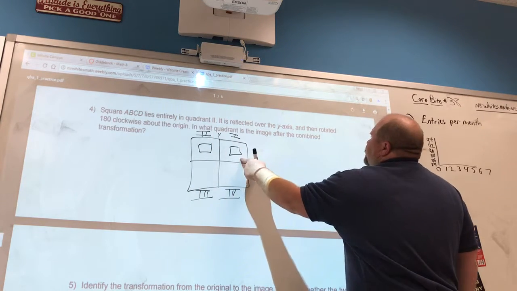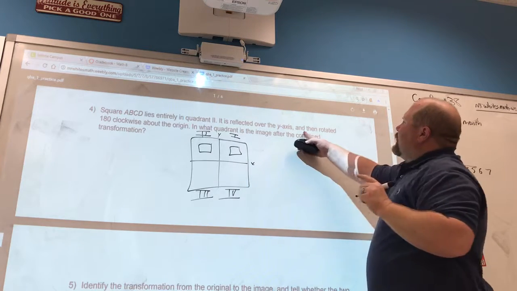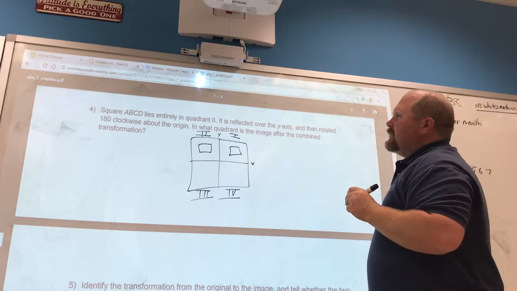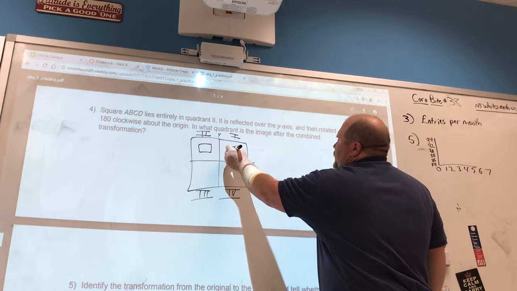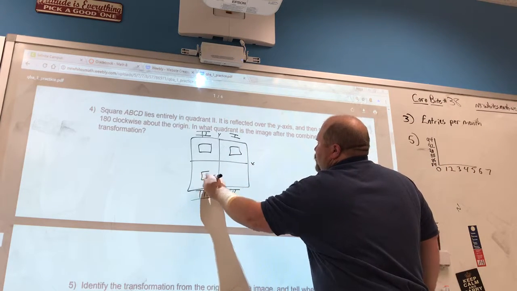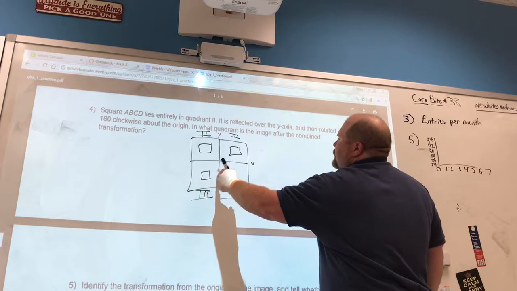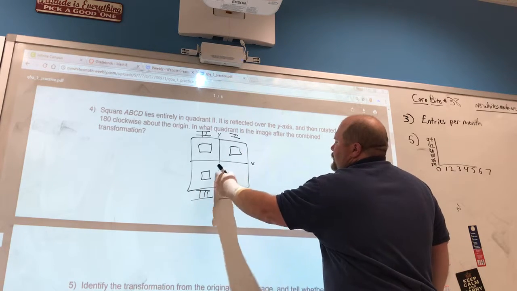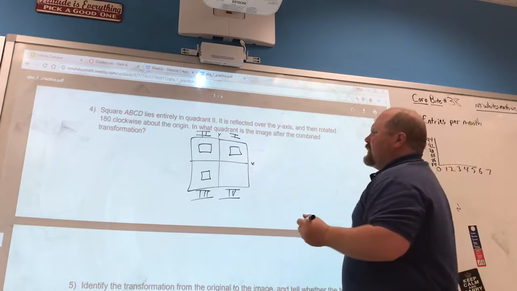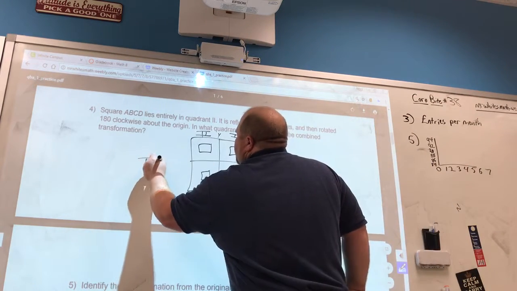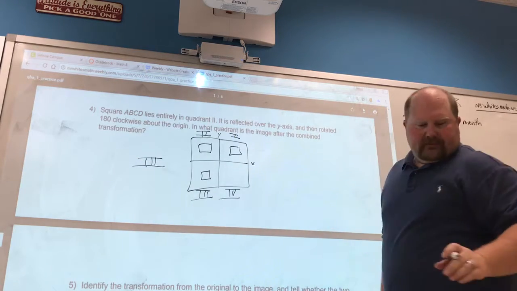So it reflected over. And then, so there's a second part, and then it's rotated 180 degrees clockwise about the origin. So 180 would be from right here all the way to here. Remember, when you go 180, you've got to go 2 quadrants. So from here, 1, 2. In what quadrant is the image after the combined transformation? The answer to this would be, it is now in quadrant 3.